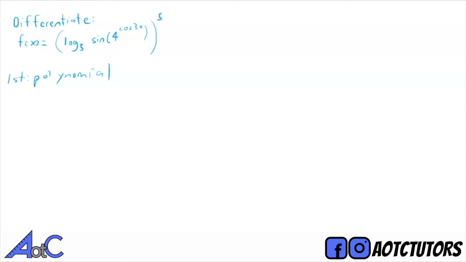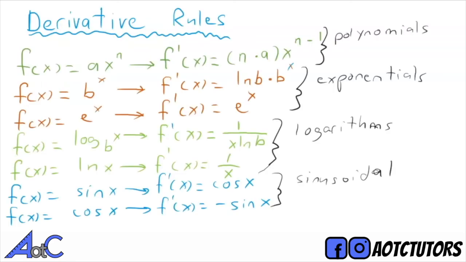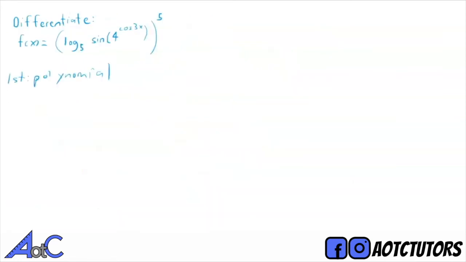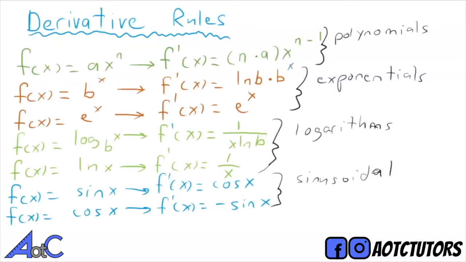And I know that if I want to take the derivative of a polynomial, all I have to do is take the exponent and multiply it by whatever coefficient is in front of it, and then subtract 1 from the exponent. So over here, we can think of this log base 5 of sine of 4 to the power of cos of 3x as just the x here.